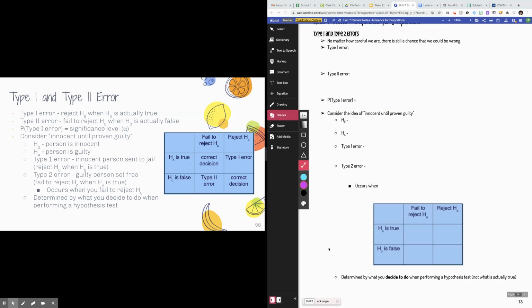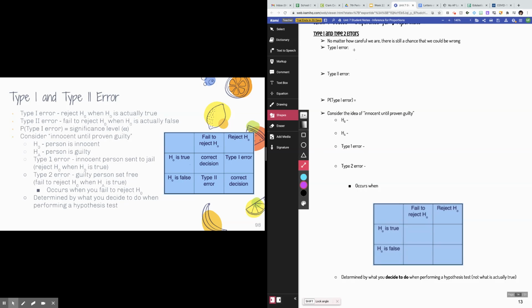Obviously, in anything that we do, and certainly in any hypothesis test that we run, no matter how careful we are with our results, there is still a possibility that we could be wrong. In statistics, there are two different types of errors that we could make, very aptly called type 1 error and type 2 error.